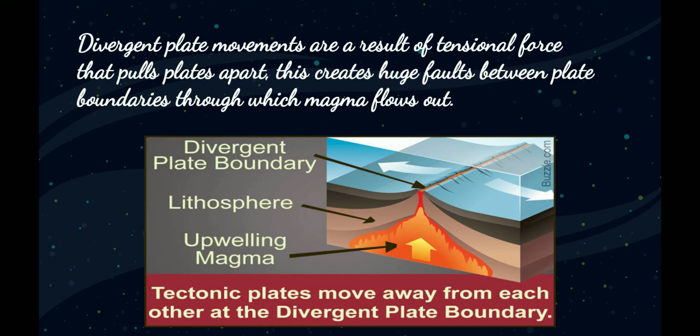Divergent plate movements are a result of tensional force that pull these plates apart. This creates huge faults between plate boundaries through which magma flows out. New oceanic crust forms when hot molten lava slowly cools and solidifies. Due to the pull of these plates, the crust in the mid-oceanic regions is very thin.